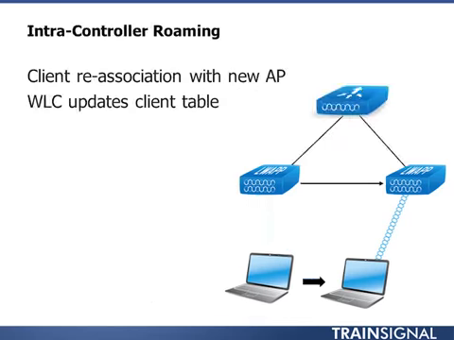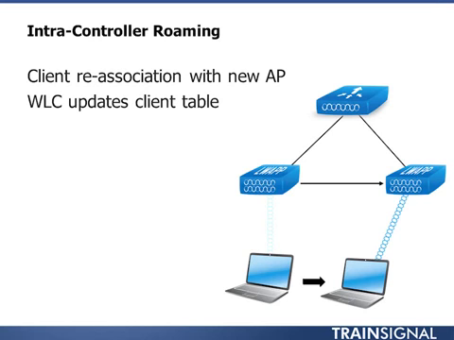Now in this illustration, we're talking about intra-controller roaming. I have two access points, both connected to the same controller. When the client first connected to the access point, it would have associated and authenticated with that access point, and so the wireless LAN controller already knows the MAC address, IP address, security context, and quality of service context associated with that client. So when I move to another access point connected to the same controller, that controller already has that information.